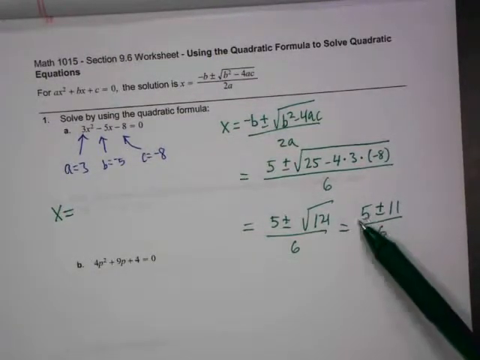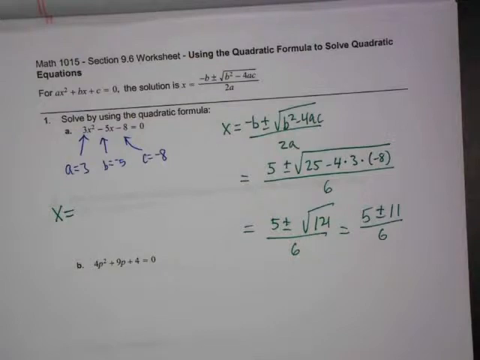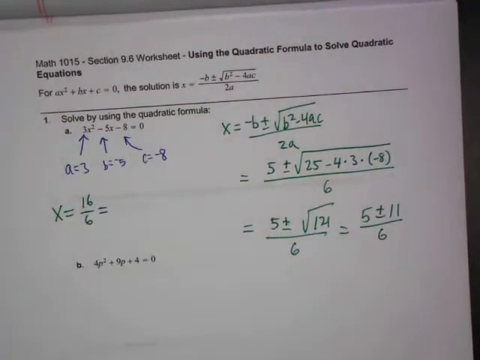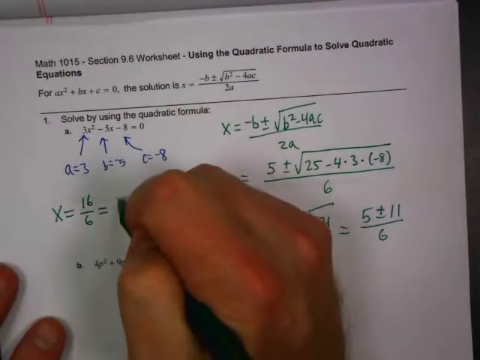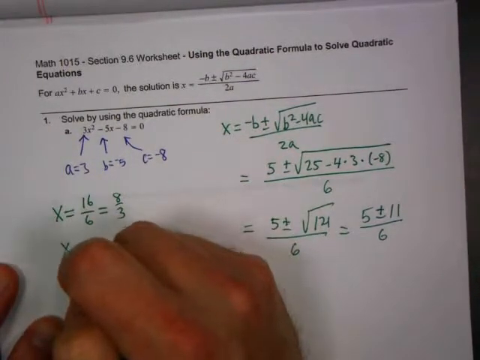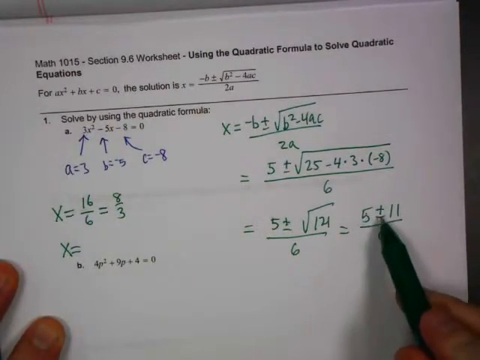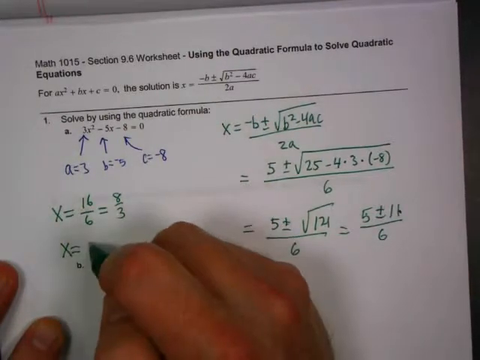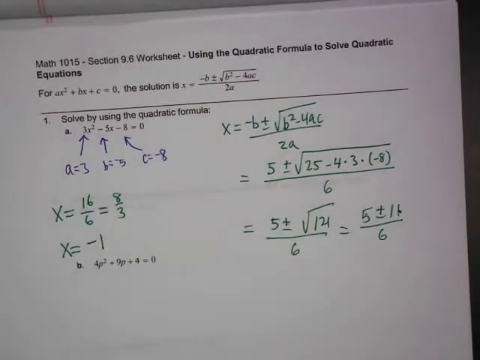We're going to do 5 plus 11. What's 5 plus 11? 16. So we're going to have 16 over 6. We reduce that fraction, 8/3. Or the other answer is x equals, what's 5 minus 11? -6. And I take -6 and divide it by 6, I get -1. There are my 2 answers. Questions on that one?